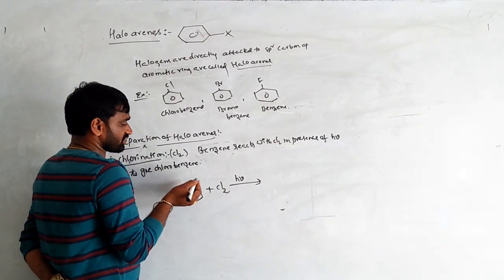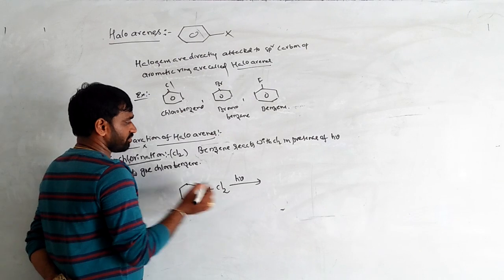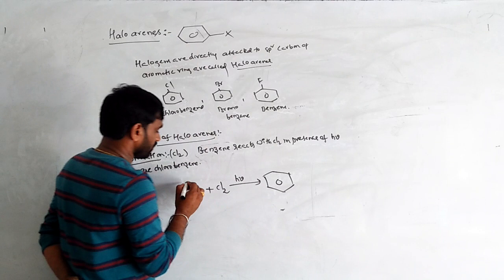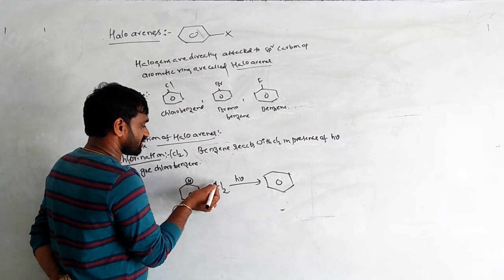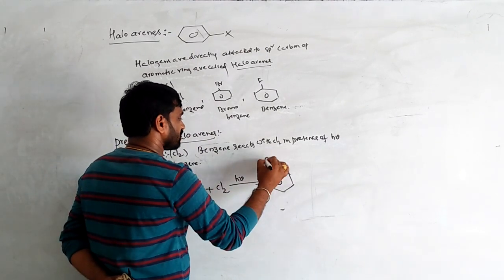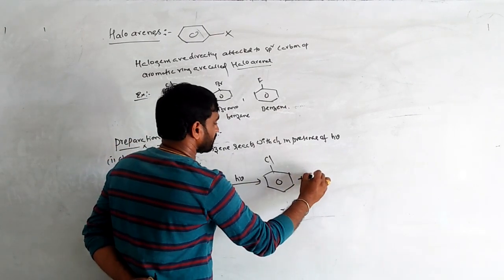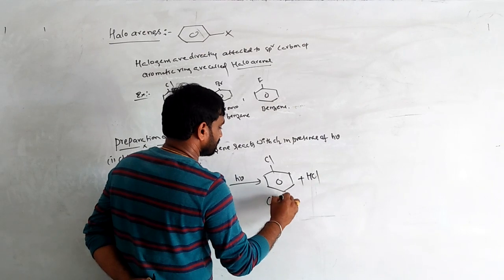Cl is substituted on this carbon. That means removal of hydrogen, addition of chlorine. So here removal of hydrogen by the addition of one Cl attached to the aromatic ring, and the remaining H and Cl are removed as HCl. This is chlorobenzene.